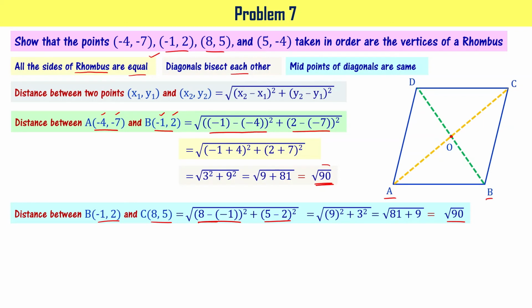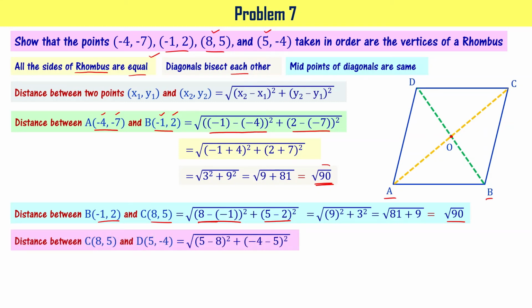Let's now consider the other points C and D. The distance between C (8, 5), that is x1, y1, and D (5, -4), that is x2, y2, can be written as the square root of (x2 minus x1) whole square plus (y2 minus y1) whole square. When you simplify it, you get the answer as square root of 90. So the distance between C and D is also equal to square root of 90, right?